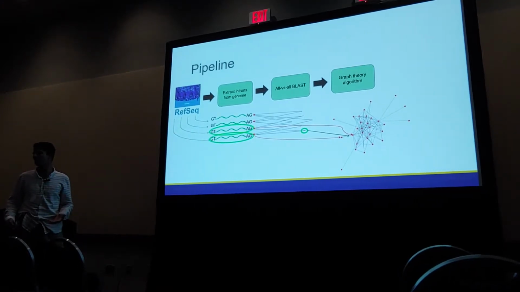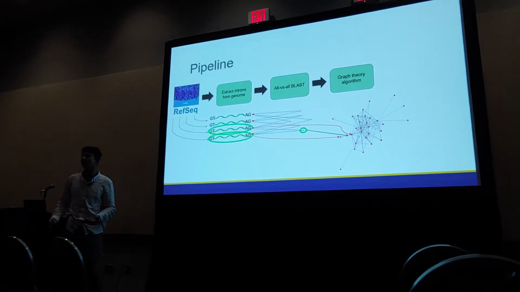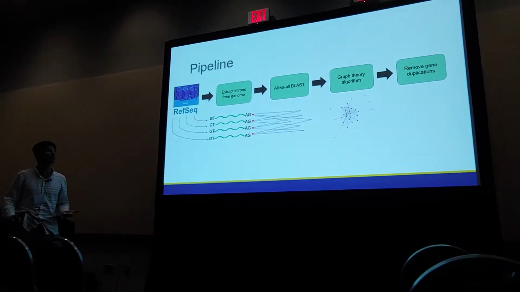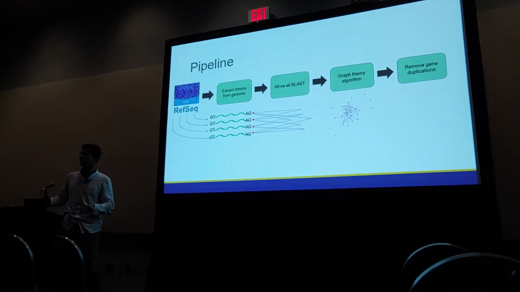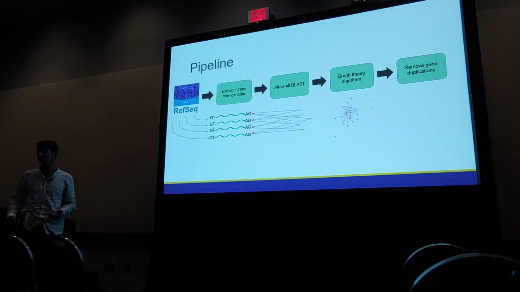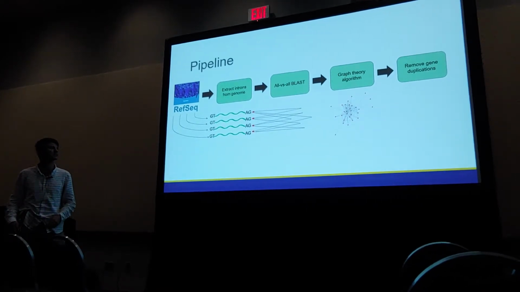One of the main things we were worried about is getting false positives from gene duplications. So we removed possible false positives from gene duplications by comparing the exonic regions that flank each intron to each other, and if those are above a certain similarity, we throw those introns out of our data set.